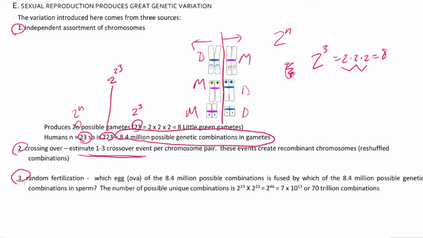There's a greater impact on fertilization, because you have 1 of 8 million possible ova being fertilized by 1 of 8 million possible sperm, and so you get more than 70 trillion possible genetically distinct zygotes. So that's a tremendous mix-up of genes to add genetic diversity to a population.